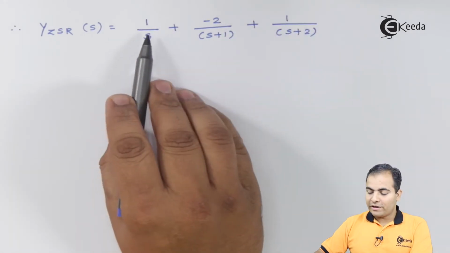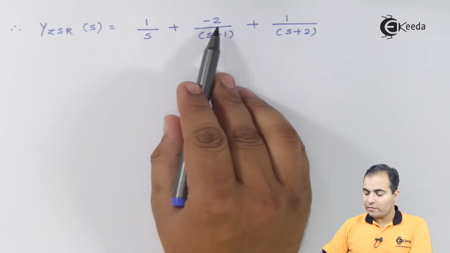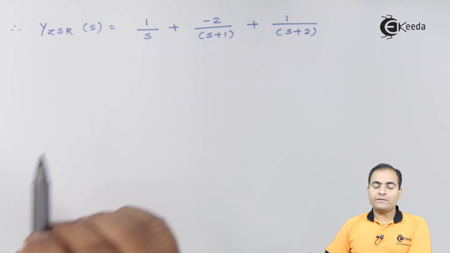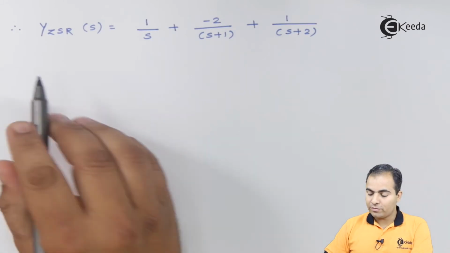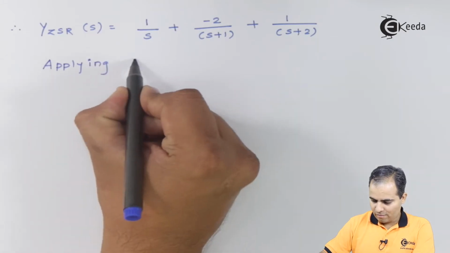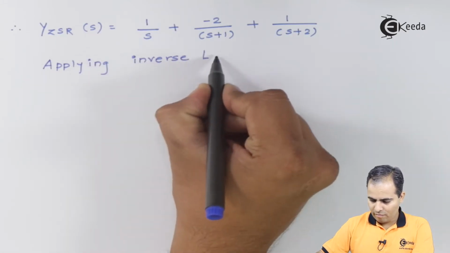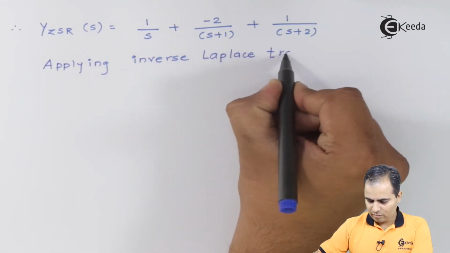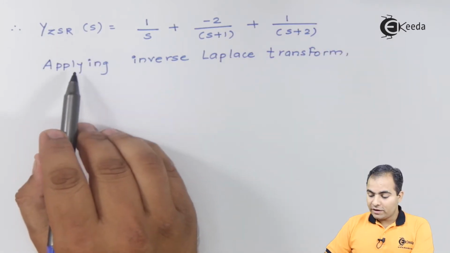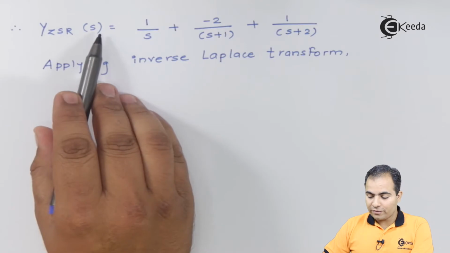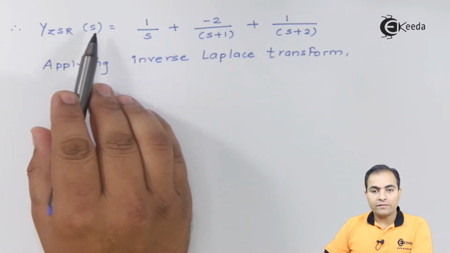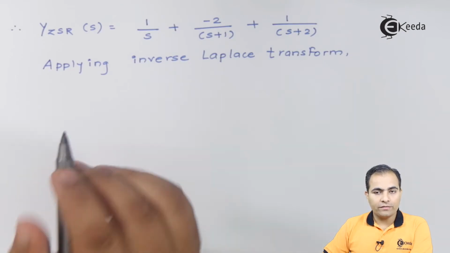Now, look at here. I have substituted the values of A, B and C. Now, I want to calculate the response, which means we have to apply the inverse Laplace transform on both the sides. I want a response, which means inverse Laplace transform of y of s is y of t. So, y ZSR of s is nothing but y ZSR of t.